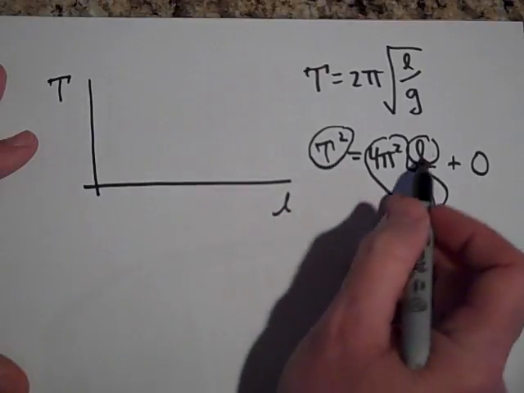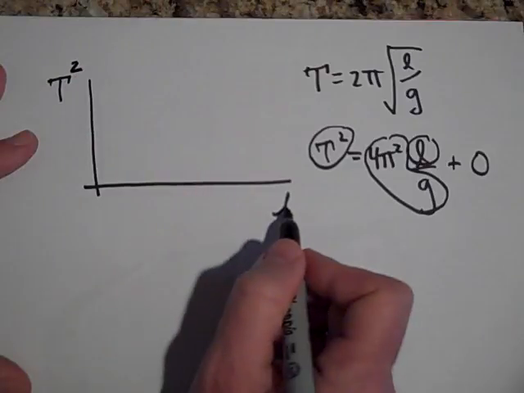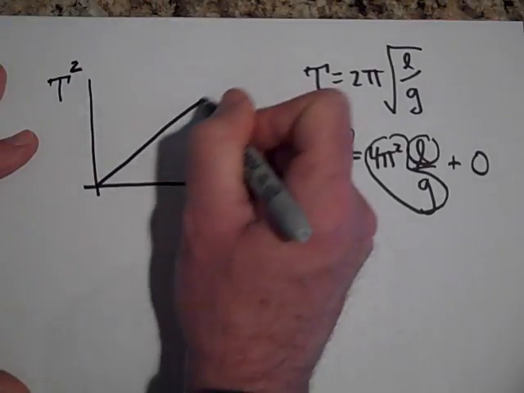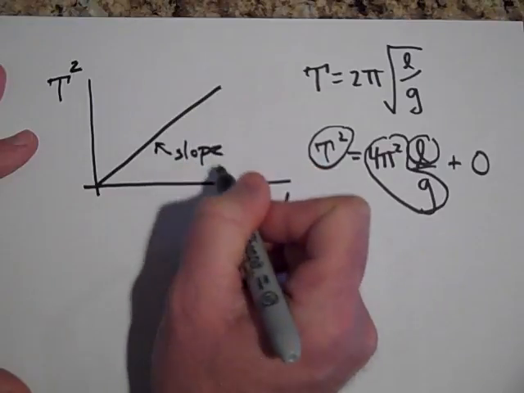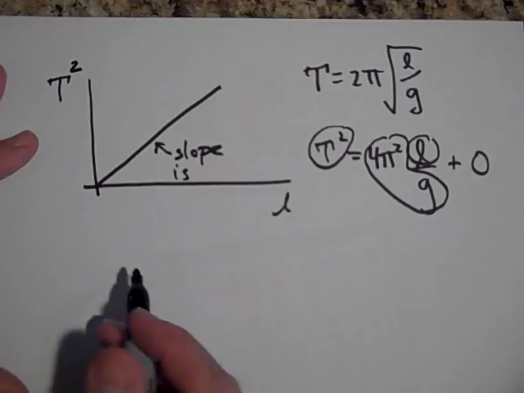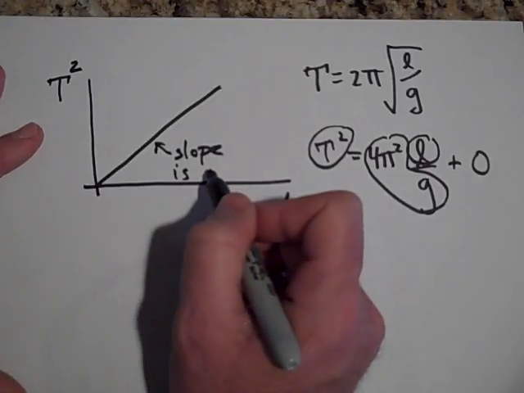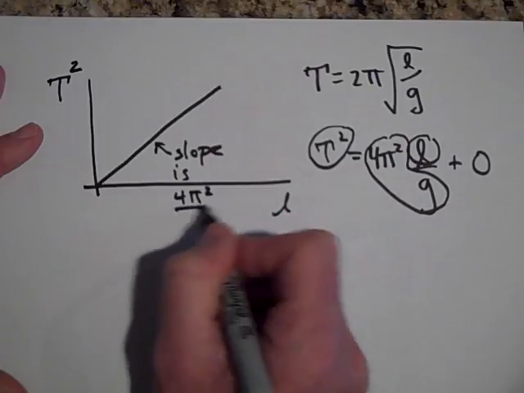Y equals mx plus b. So if I plot T squared versus L, then the slope of this graph is going to be equal to 4 pi squared over g. The slope of the graph is 4 pi squared over g.